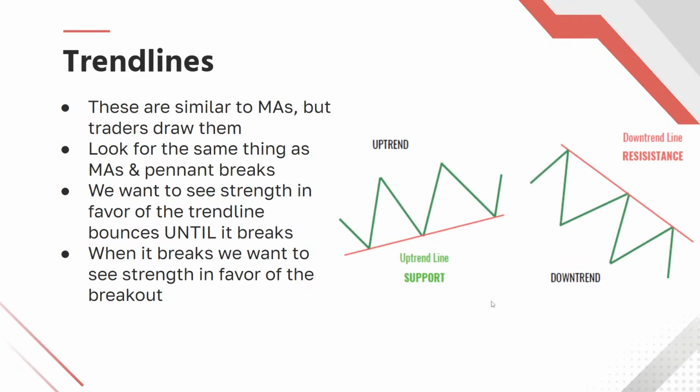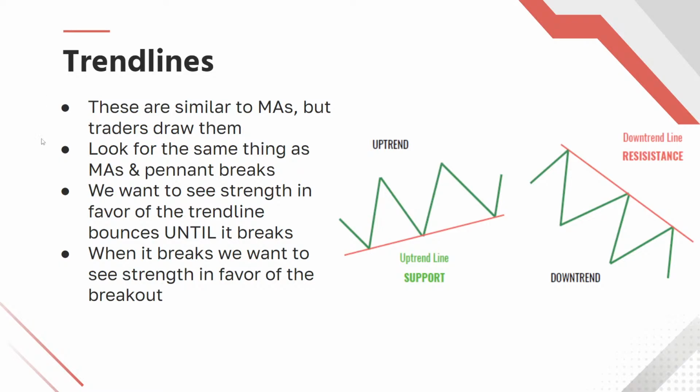The next one here is trend lines. These are similar to moving averages, but traders draw trend lines. So, traders connect 3 dots, make a trend line. And you're going to be looking for the same thing as moving averages and pennant breaks. We want to see strength in favor of the trend line.